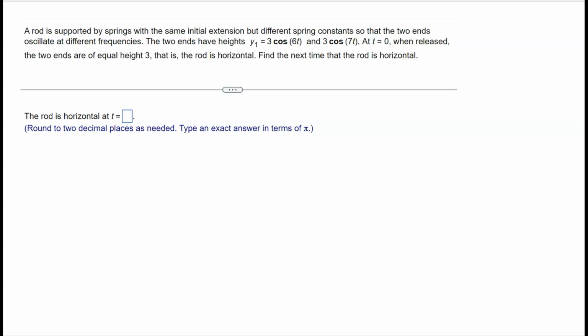The next question requires you to think about the picture that you're looking at. You've got a rod supported by two springs, and we're talking about the spring being horizontal. It's going to start at horizontal, and they want to know how long it takes until it gets to be horizontal again. One of the springs is governed by 3 cos 6t and the second one is governed by 3 cos 7t.